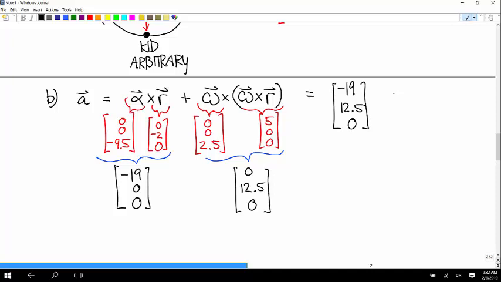And the units, we have radians per second times meters. And so that's meters per second squared, like you would expect for acceleration.